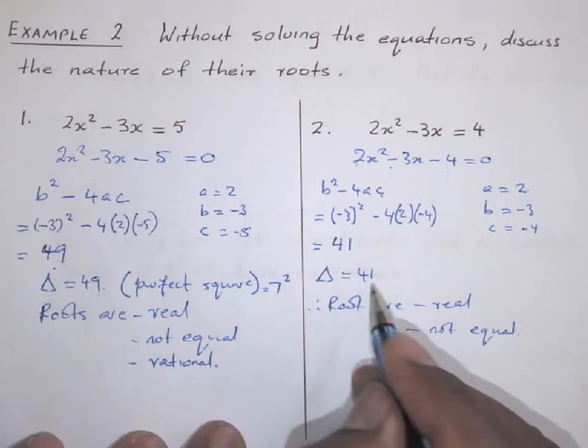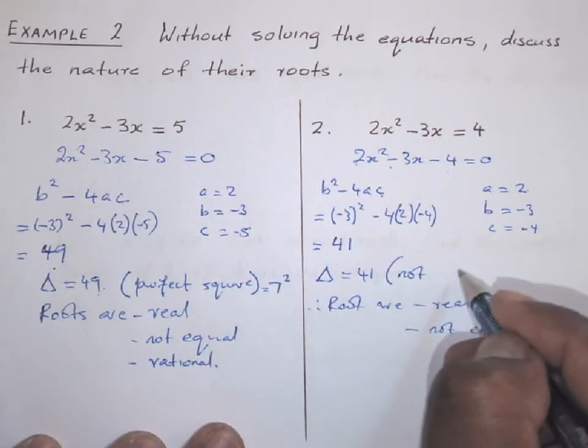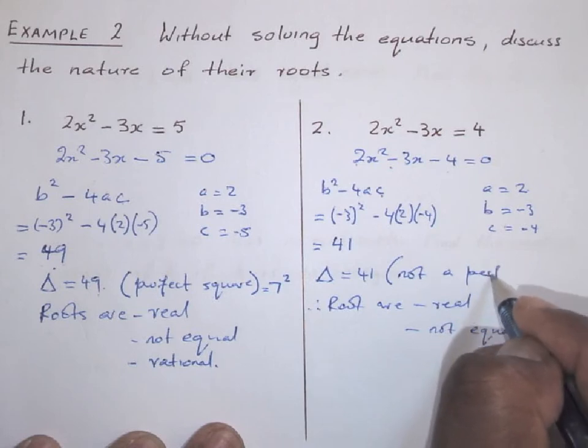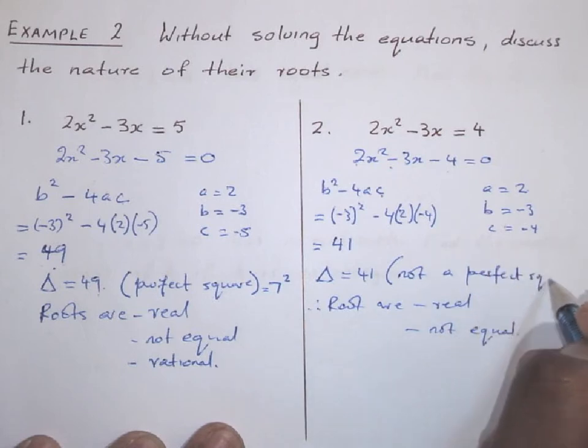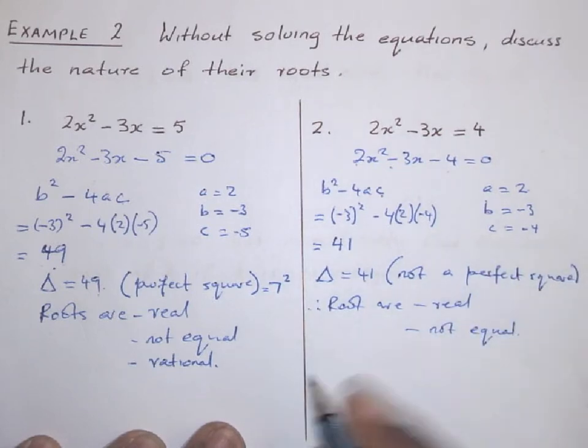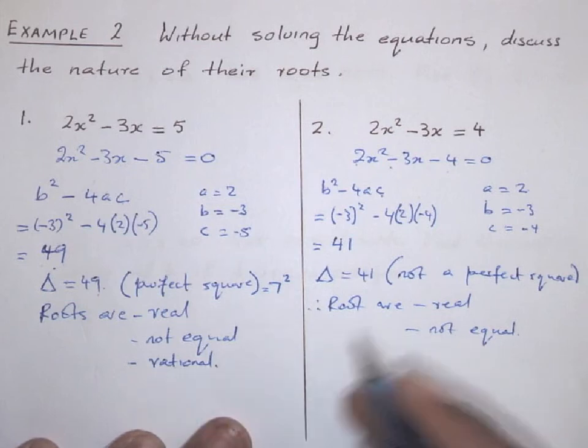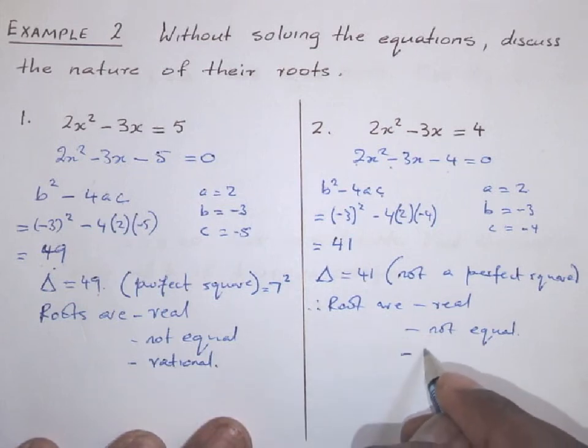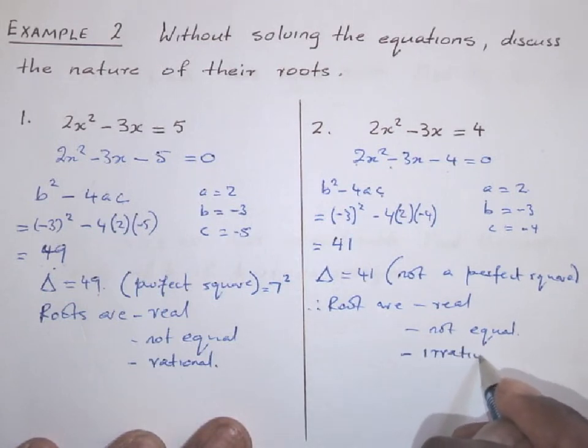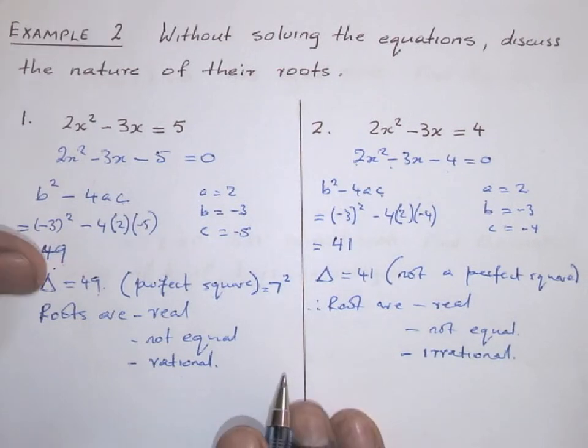But if you look at this one, it's not a perfect square. Therefore, we can't say the roots are rational. So in this case, the roots are irrational. Okay? Let's look at another example.